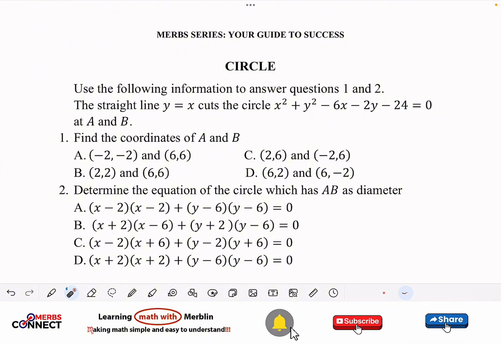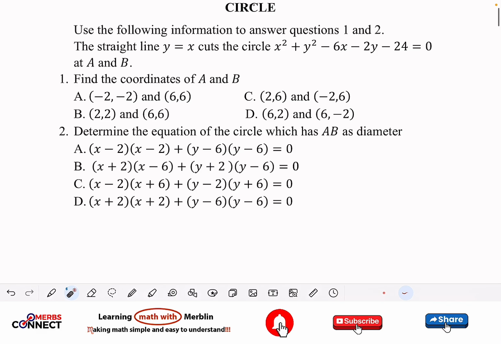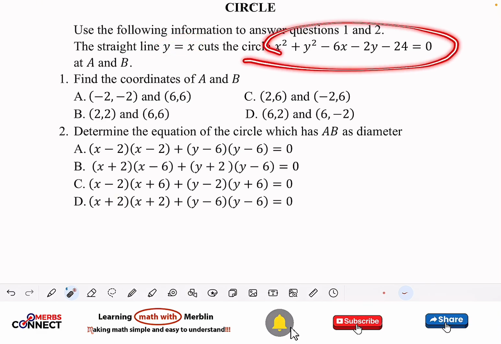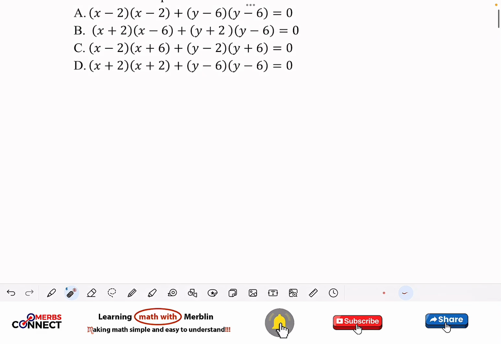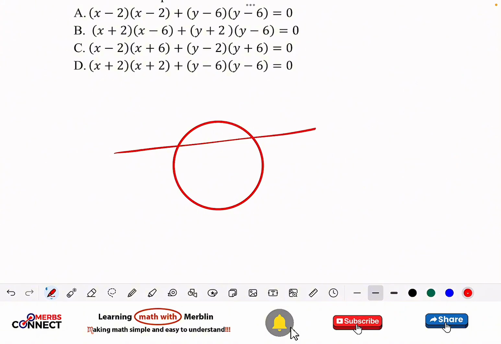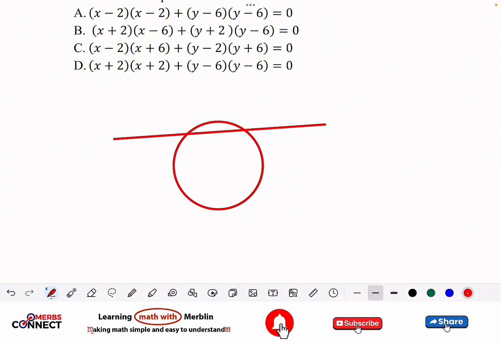Let's jump right in. The first question is we want to find the coordinates of A and B such that y is equal to x cuts the circle. Since it cuts the circle, we have a circle here and a line which cuts the circle. So it means that we are going to solve this simultaneously, so that we can say this one is A and this one is B.